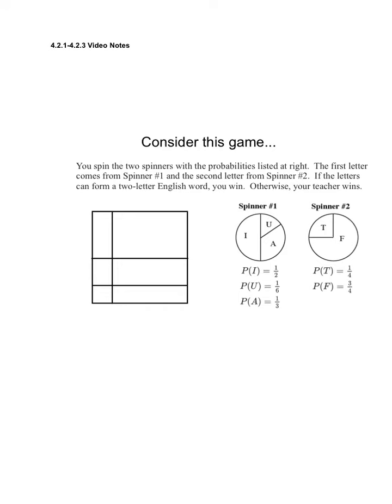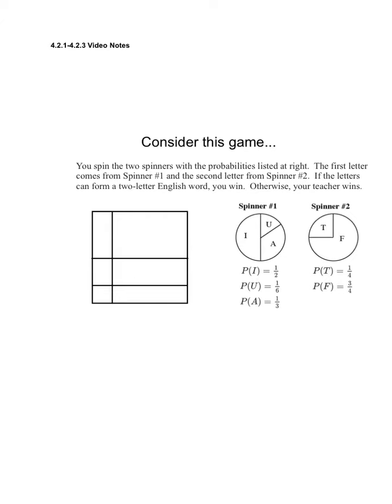So we're going to look at one more game before we jump into tree diagrams. We're going to do one more area model. You're going to play this game where you're going to spin. The first letter comes from spinner 1 and the second letter comes from spinner 2. If you can make a 2-letter word, you win. Otherwise, your teacher wins the game.